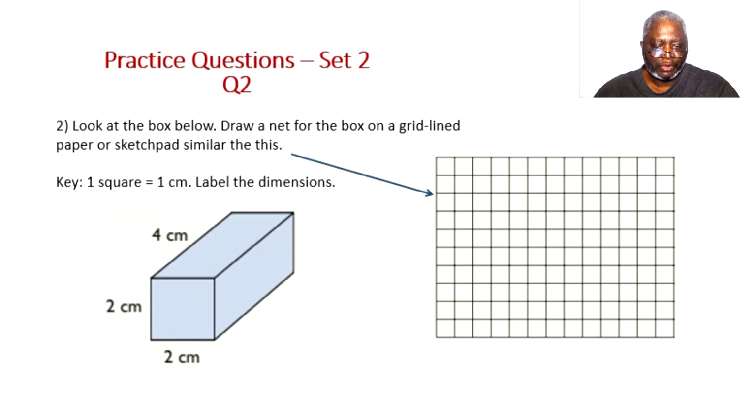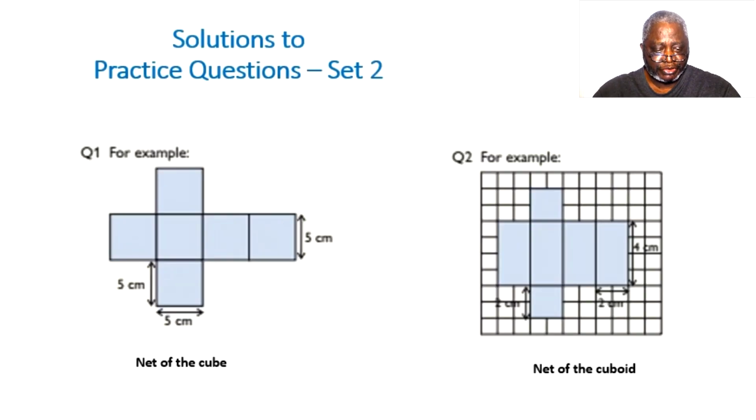Question 2. Look at the box below. Draw a net for the box on the grid-lined paper or sketch pad similar to this one. The key is 1 square is equal to 1 centimeter. Label the dimensions and then see if you can draw a net of this cuboid, which should be rectangles really. And there's a solution for question 1 and there's a solution for question 2.